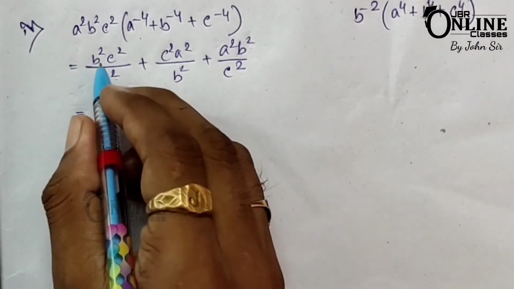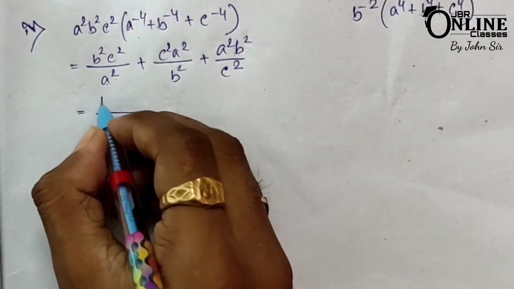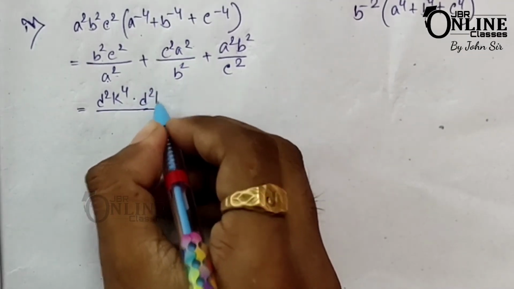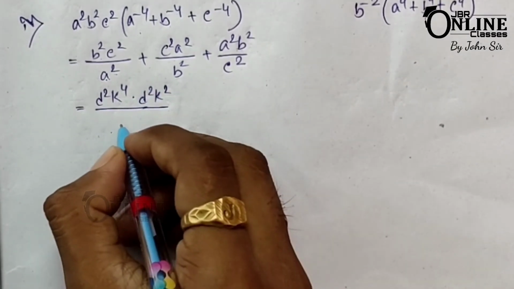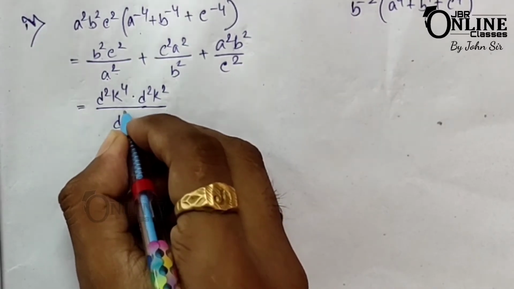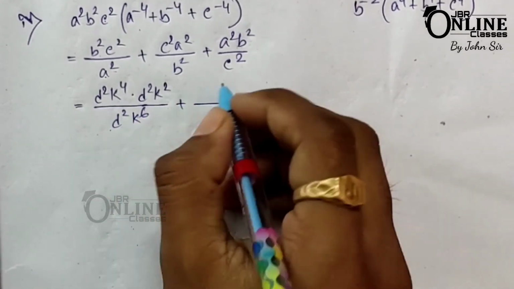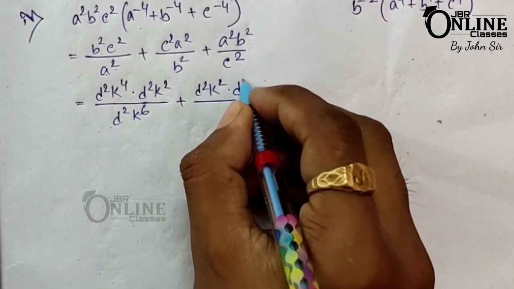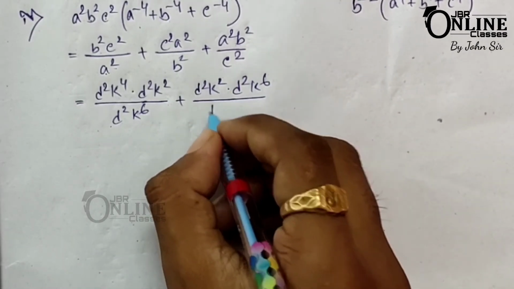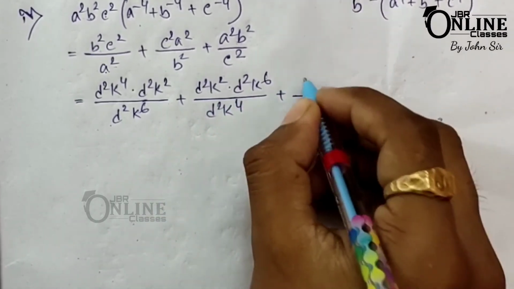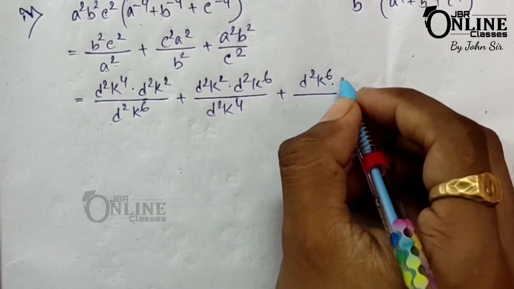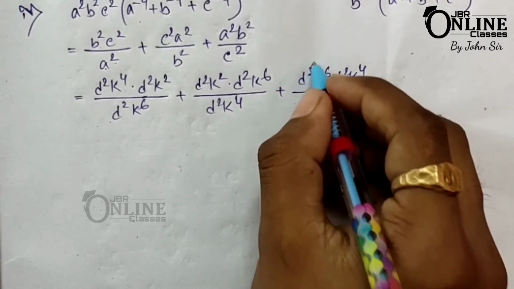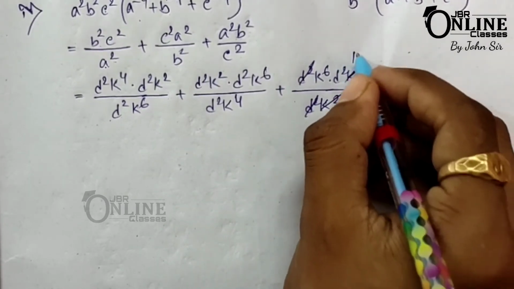Now we can just put down the values. As you know, b equals dk square. So that means here d square k to the power 4, and c into c, c equals dk, so it's d square k square. Now a means dk cube, so it will be d square k to the power 6. Then the same thing here, d square k square. Then a means d square k to the power 6, and b square means d square k to the power 4. Then d square k to the power 6. Then b square means d square k to the power 4, and c square means d square k square. So d square cancels out, and k square will be k square.